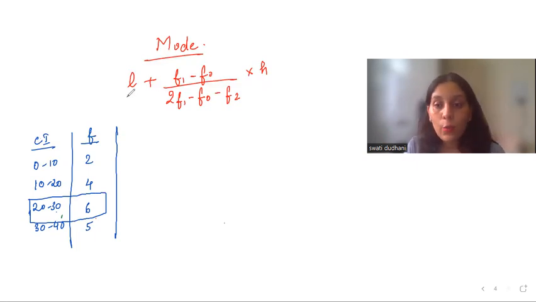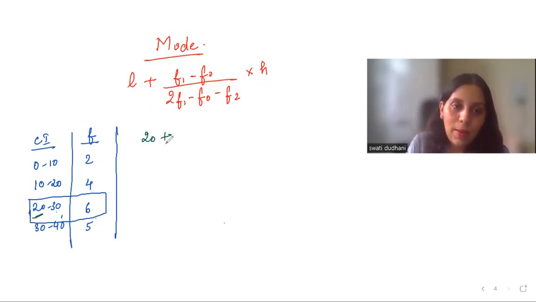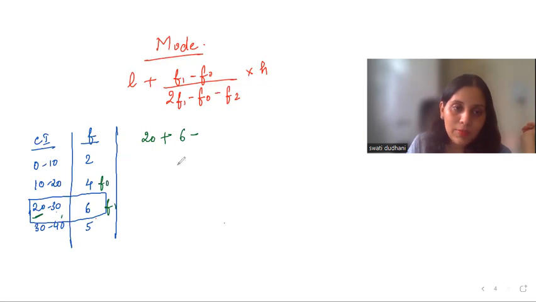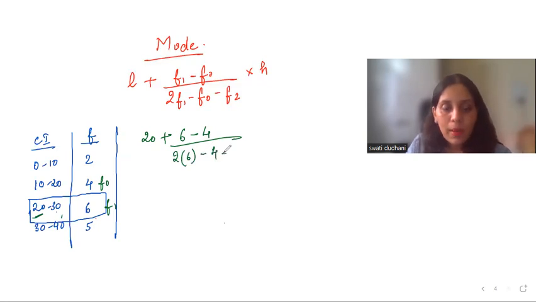L is the lower limit of the modal class, that is 20, plus F1. F1 is the frequency of the modal class. This is F1. Minus F0, which means the previous one, that is 4, by 2 into F1, that is 6, minus F0, minus F2, which is the next one, that is 5. Into the class size, which we can see is 10.